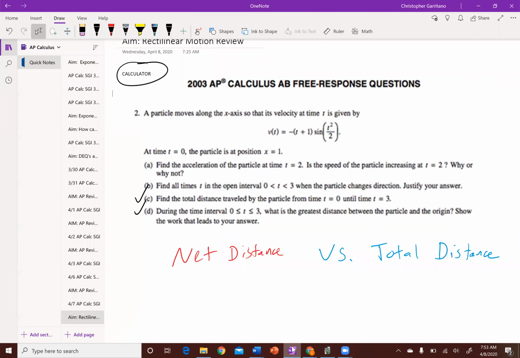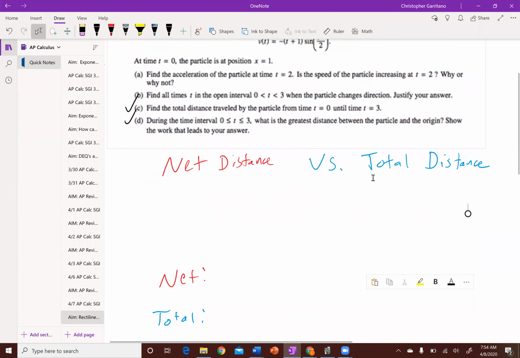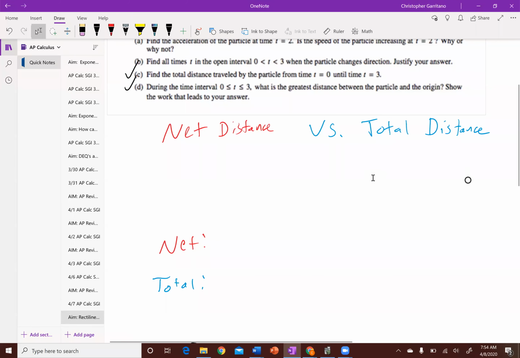Okay, so anyway, part C asks about the total distance traveled by the particle from t equals 0 to t equals 3. So I want to talk, before we get into solving this problem, about the idea between net distance and total distance. So what's the difference between net distance versus total distance?